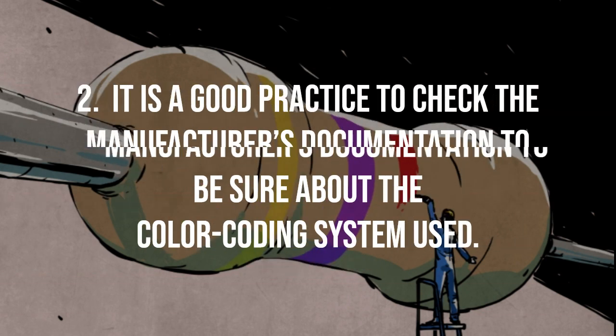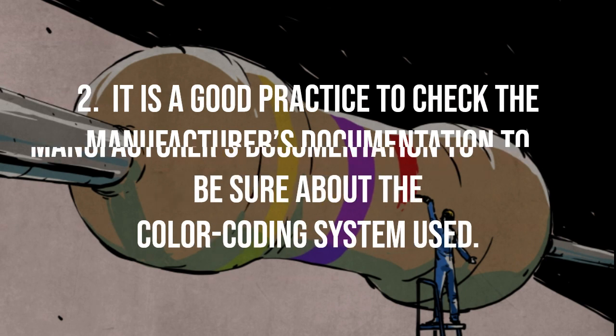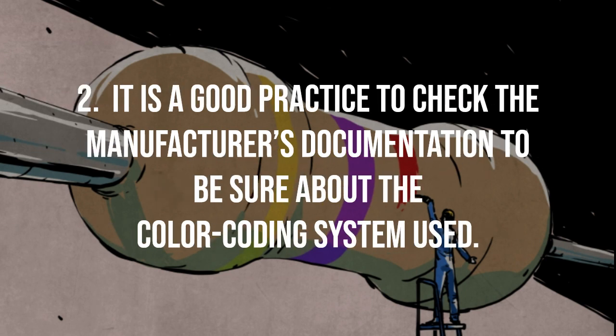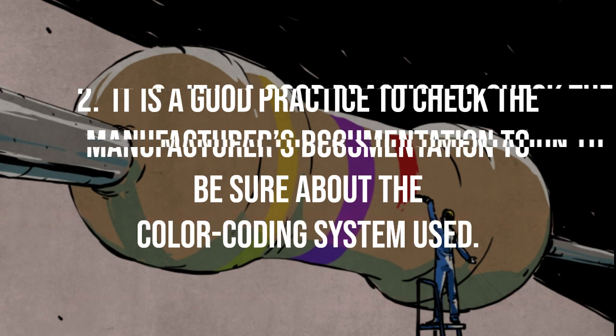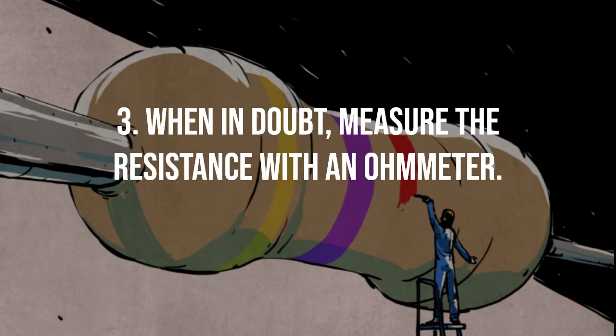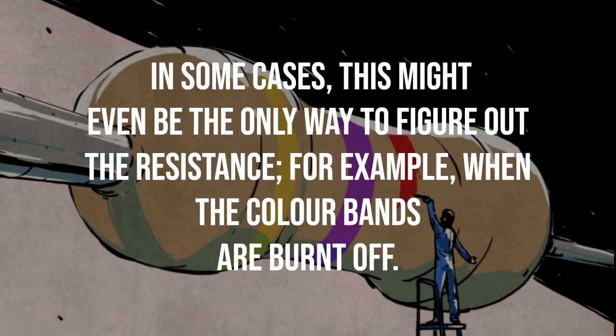Second point is, it is good practice to check the manufacturer's documentation to be sure about the color coding system used. Third point is, when in doubt, measure the resistance with an ohm meter. In some cases, this might even be the only way to figure out the resistance, for example, when the color bands are burned off.